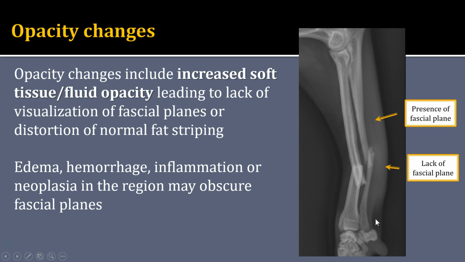So this is a dog that has fractures of the radius and the ulna, and if you look here, there's normal fatty stripe, fascial plane, and then in this area there's too much soft tissue or fluid opacity that's distorting those. And in this case, it's probably a combination of edema and hemorrhage.